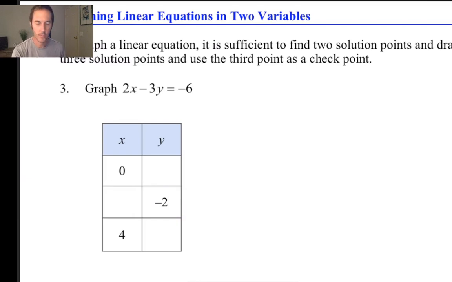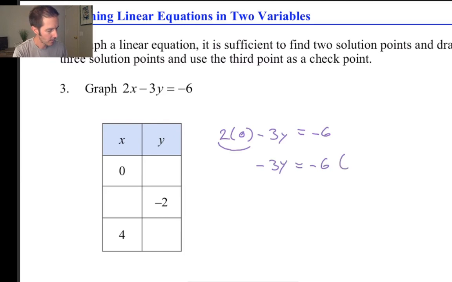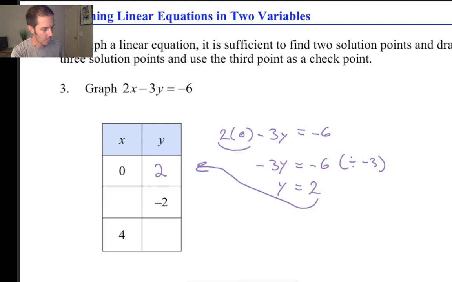Let's start with an x value of 0. 2 times 0 minus 3 times, we don't know what y is yet, is equal to negative 6. 2 times 0 turns out to be 0, so we only have a negative 3y remaining on the left-hand side, and a negative 6 on the right-hand side, and then we'll divide both sides by negative 3 in order to isolate our y value. The negative 3's cancel on the left-hand side, and negative 6 divided by negative 3 makes positive 2. So we'll take that positive 2 and put it in here as our y value.